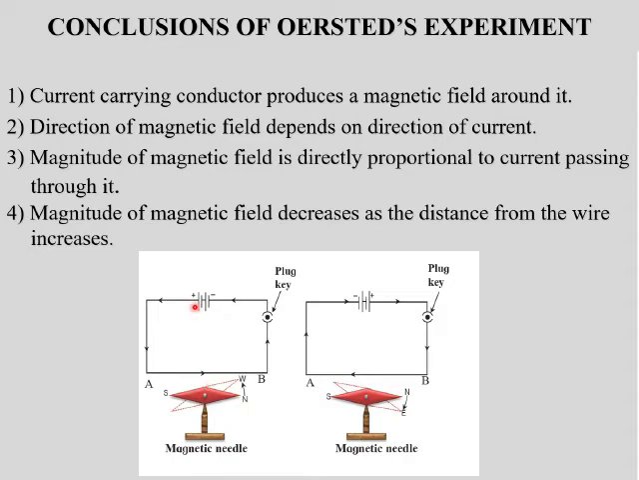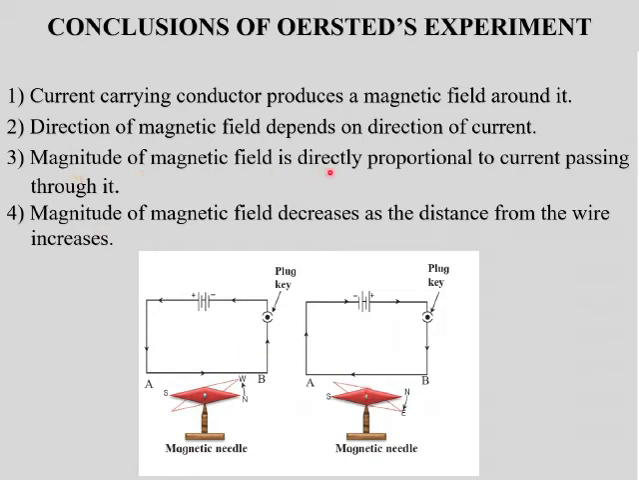When the direction of the current was anti-clockwise, the needle got deflected in a particular direction. But when the polarity of the cell was interchanged, or the terminals were interchanged, the direction of the current was reversed, and so was the direction of the magnetic field, and hence the needle got deflected in the opposite direction to the previous case. So the direction of the magnetic field depends upon the direction of the current.